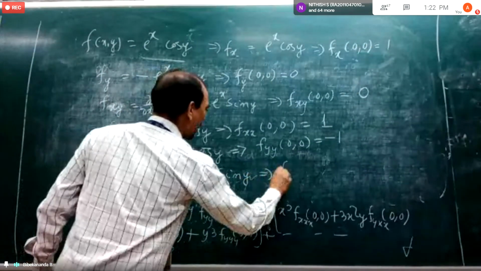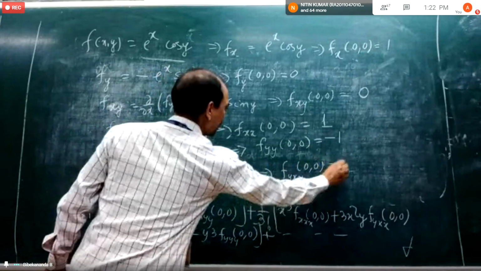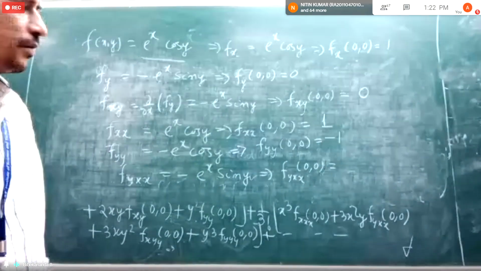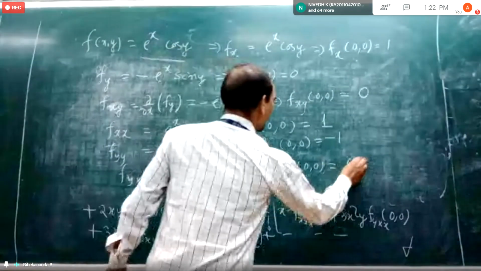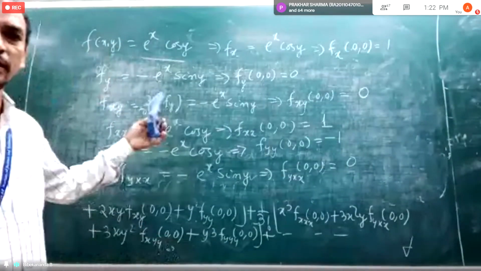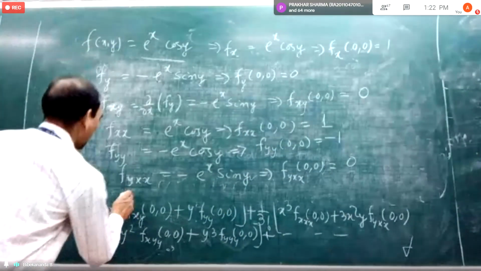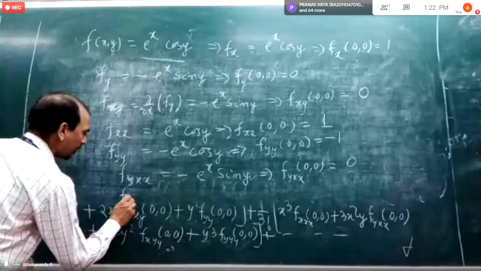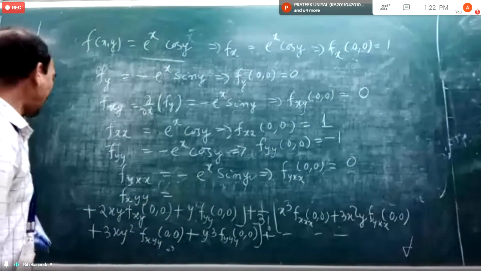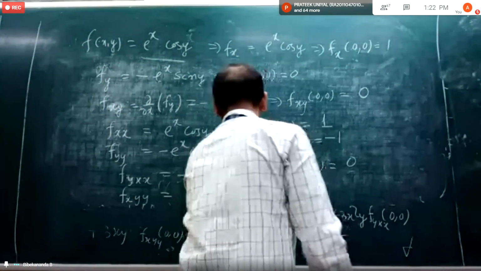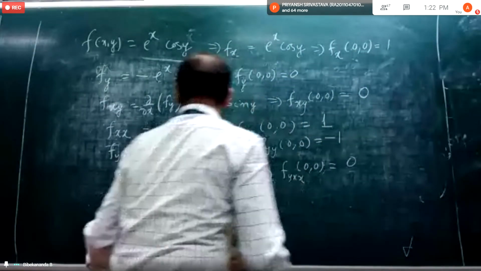So that implies fyxx at the point 0, 0, what will be the value? 0, because sin 0 is 0, so whatever value e to the power 0 may be, it will be 0. Then calculate fxyy. What will be the fxyy? Minus e to the power x cos y.